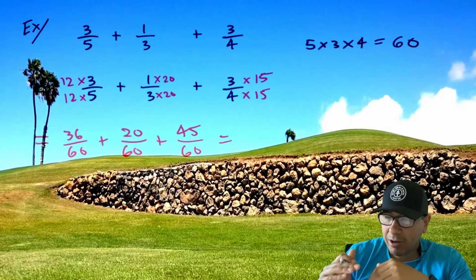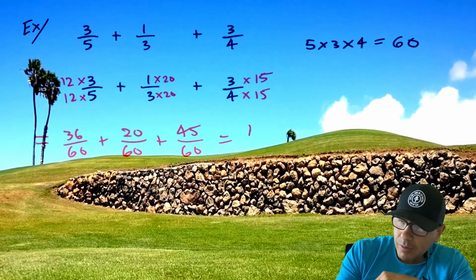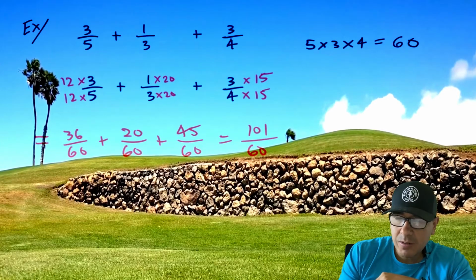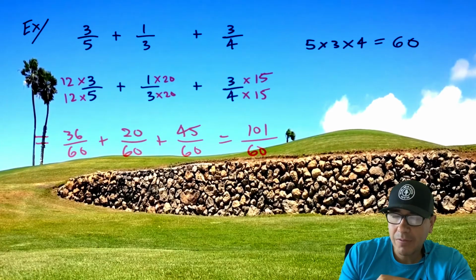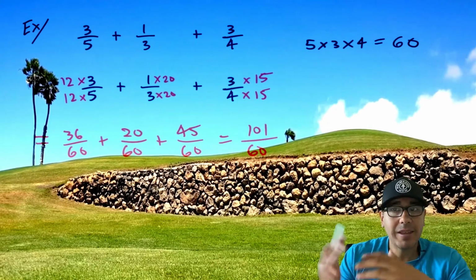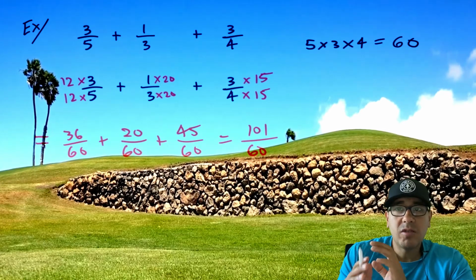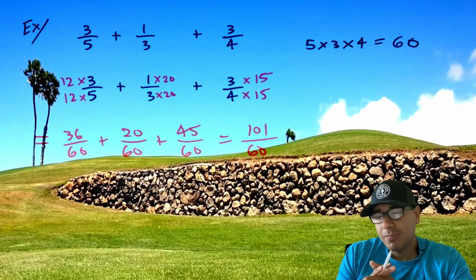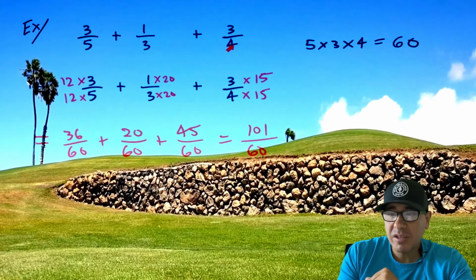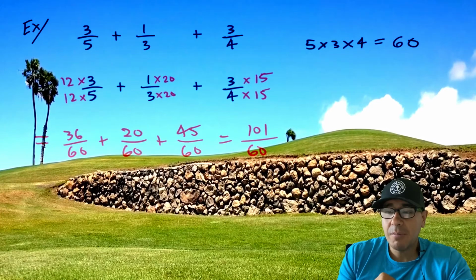So let's go ahead and add our numerators, and what you're going to see we're going to end up with is 101 over 60, once we add 36 plus 20 plus 45. All right, so we're left with 101 over 60. And that's it, folks. This is a method that we could always use as well. Is it my preferred method? No, but it always works. So all we did is we multiplied all 3 denominators times each other to get that common denominator.